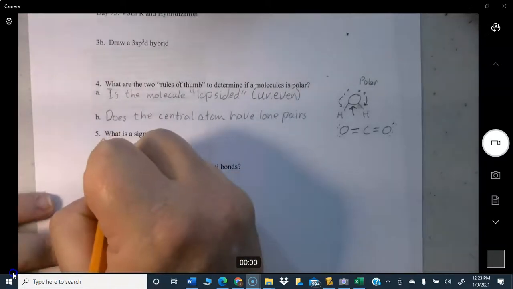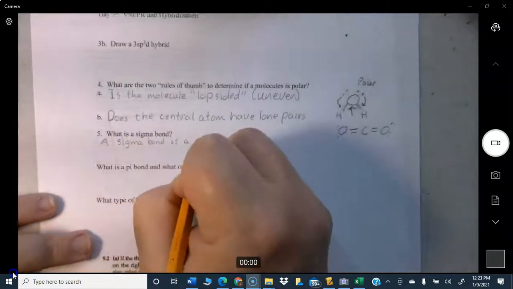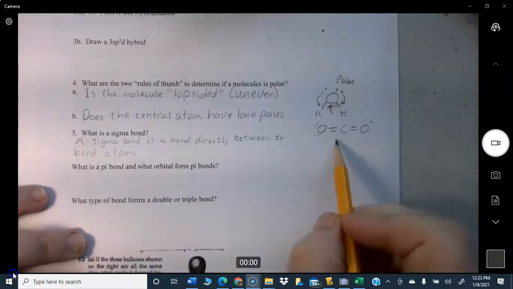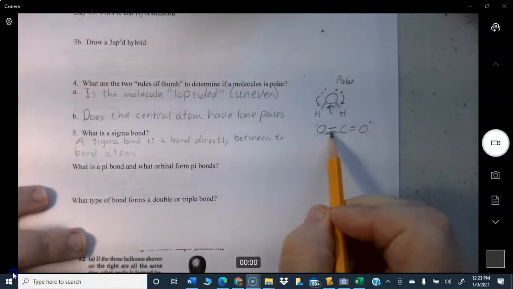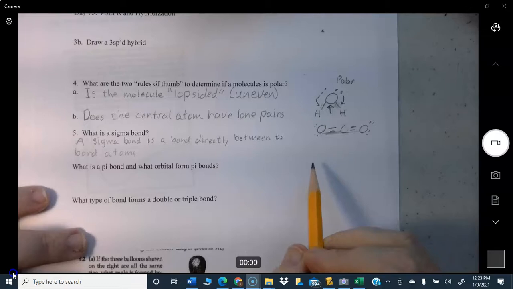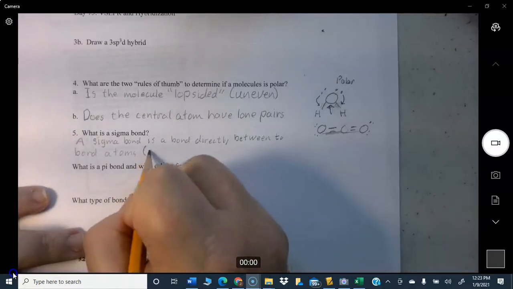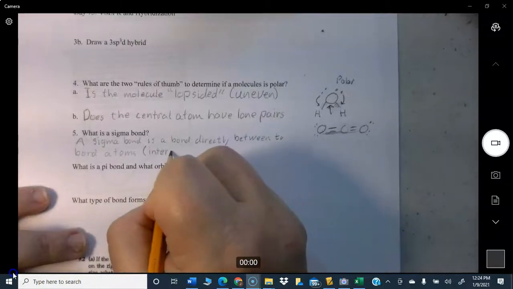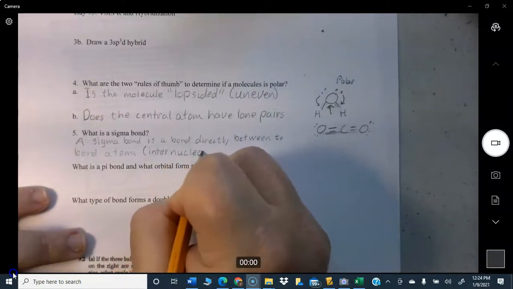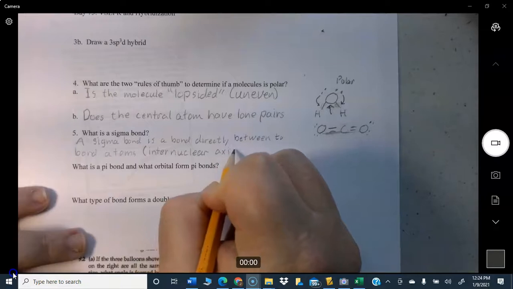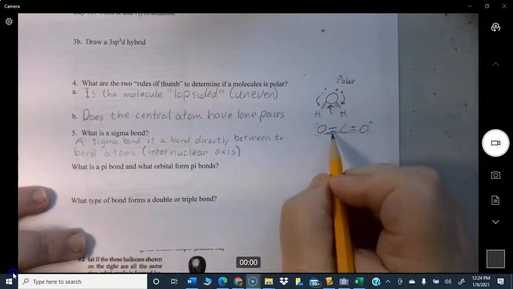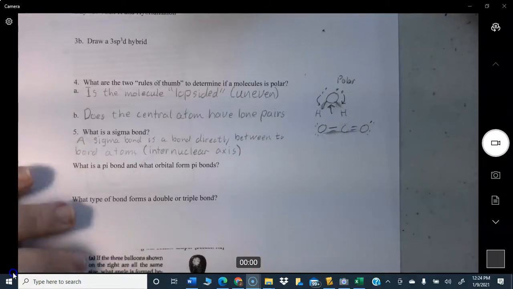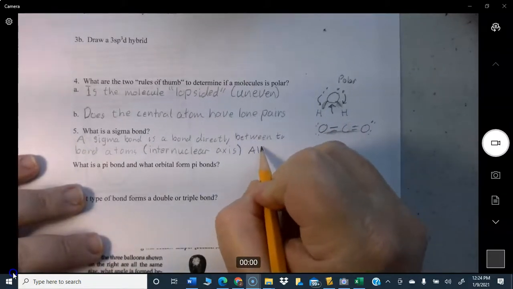All right. So a sigma bond is this bond right here and this one right here. It's directly between, and it's called the internuclear axis. That just means between the nuclei of the two atoms. So this one and this one, or this one and this one. In other words, most bonds, all single bonds, let me write that, all single bonds are sigma bonds.